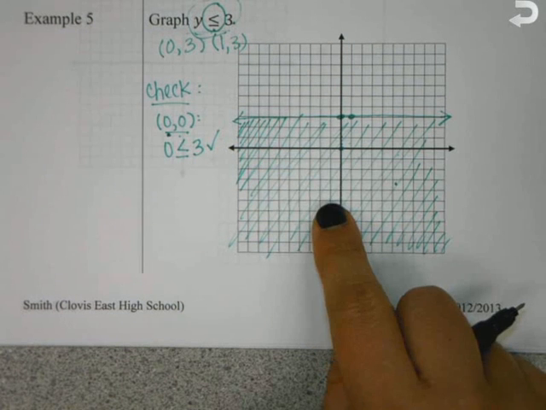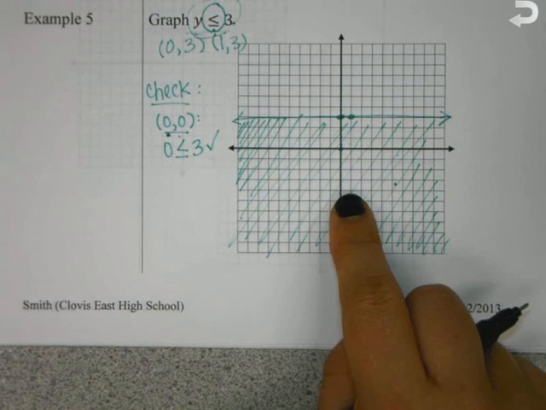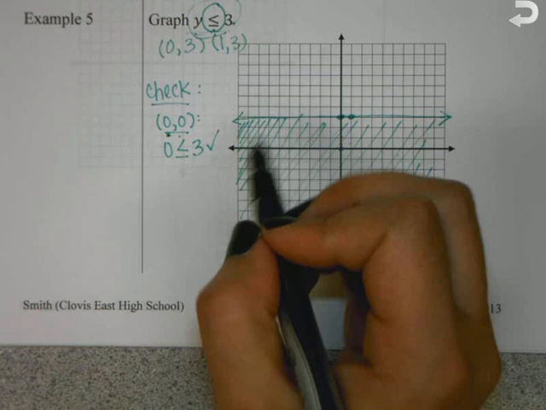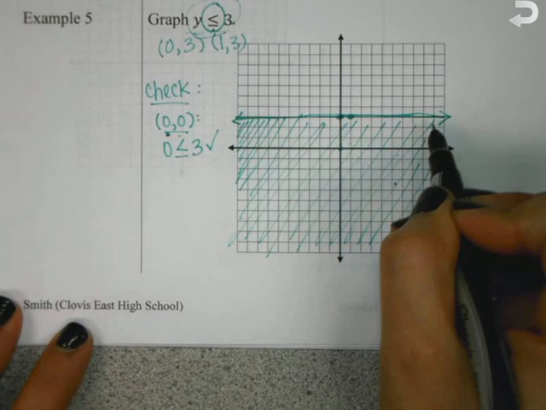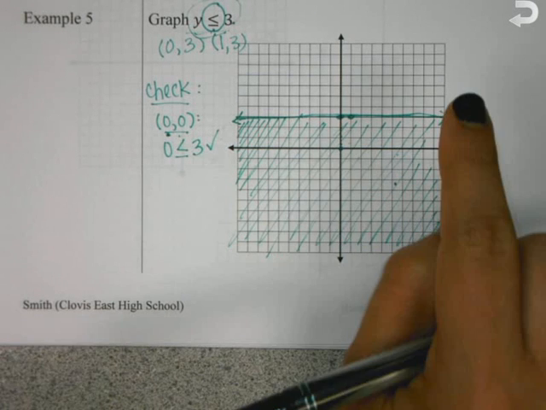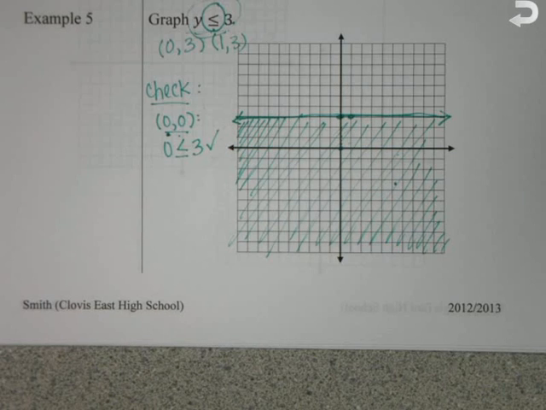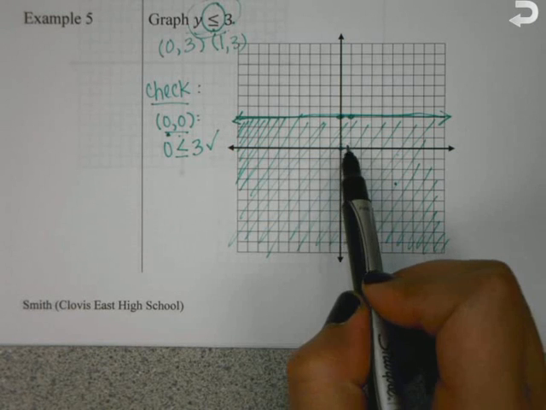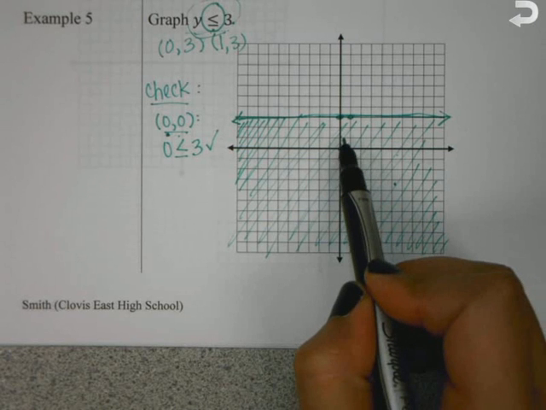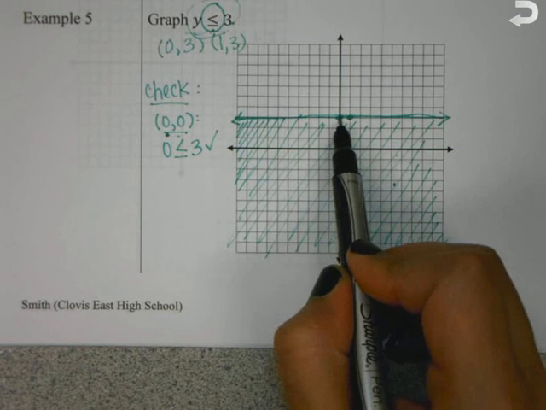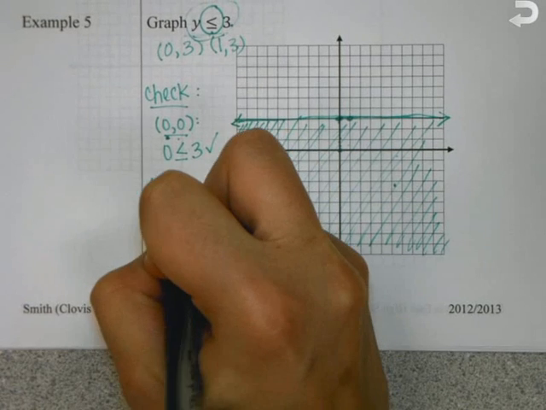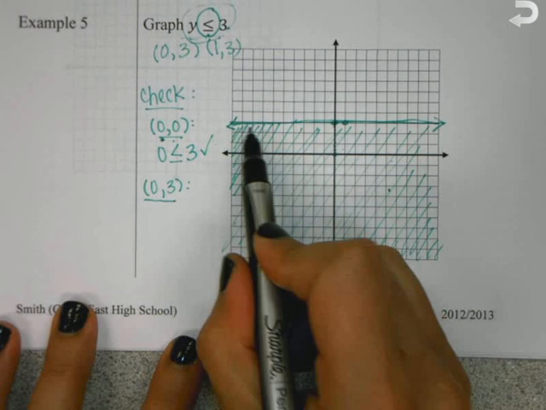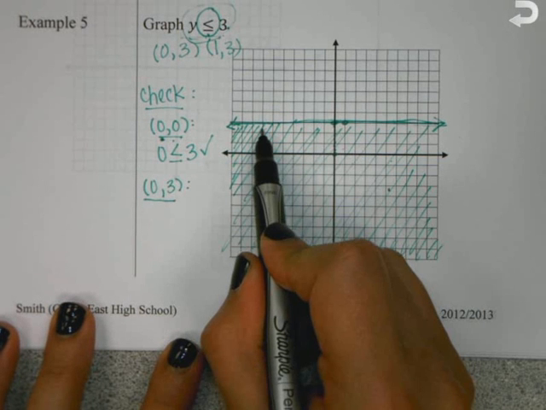So what does this solid or dotted line mean? That means that my solution could actually be on the line. So let's pick a point on the line just to see if it does give us a true statement or not. I'm going to pick, how about 0, 3? So I'm going to pick the point 0, 3 because it's actually on the line. And since the line is solid, we should get a true statement. So I just want to verify that we do.